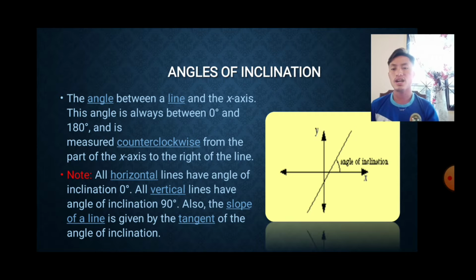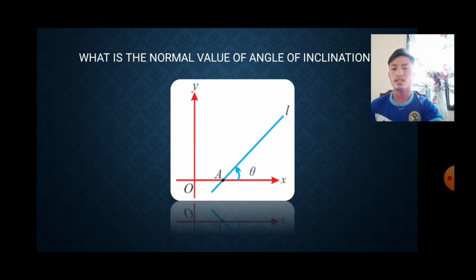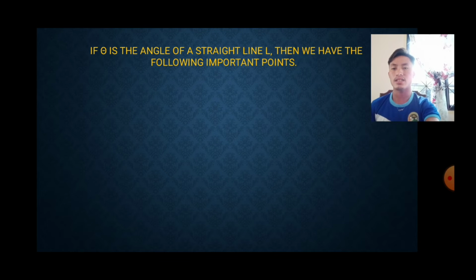Note, all horizontal lines have an angle of inclination of 0 degrees. All vertical lines have an angle of inclination of 90 degrees. Also, the slope of a line is given by the tangent of the angle of inclination. So what is the normal value of the angle of inclination? The blue line represents the angle of inclination.